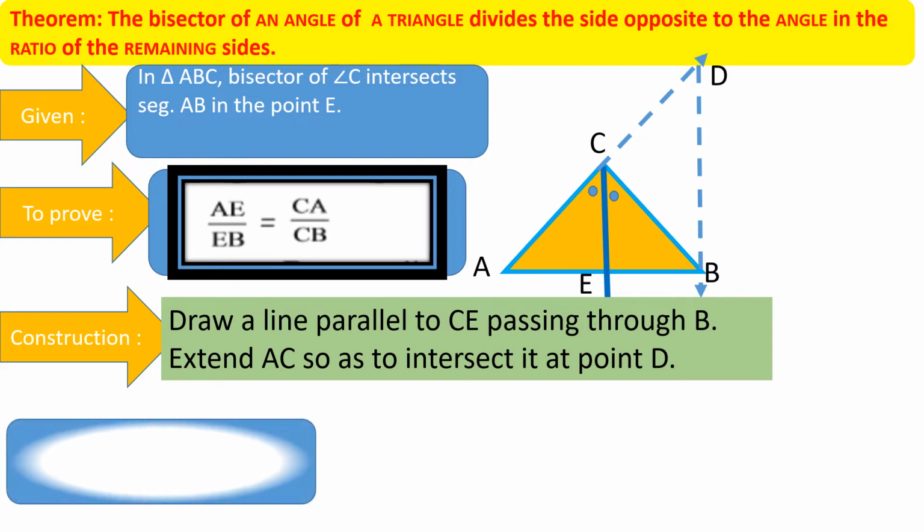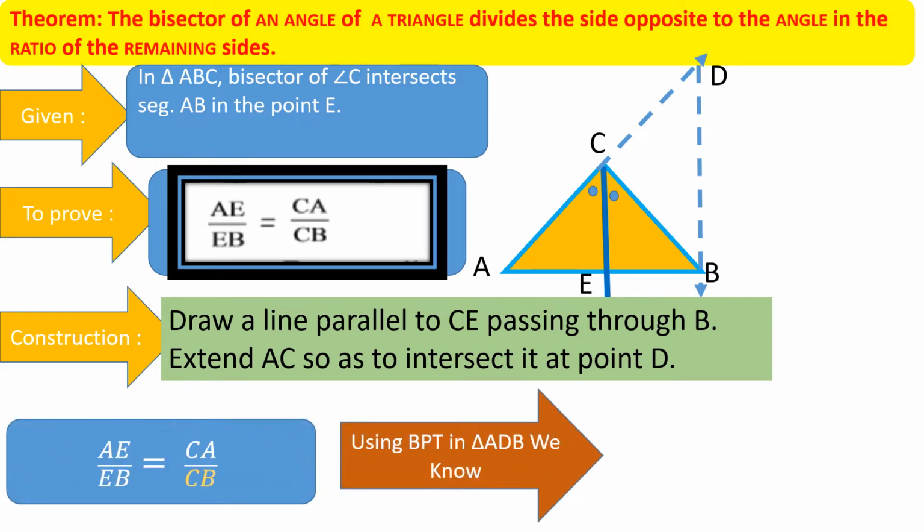From my construction, now I will be using the basic proportionality theorem in this diagram. If you see the triangle ADB, now I know that in this triangle ADB, CE is parallel to DB. So can you tell me which ratio will be equal now? Yes, you are right. It will be AE upon EB equals CA upon CD.